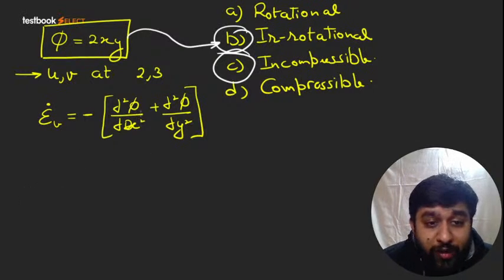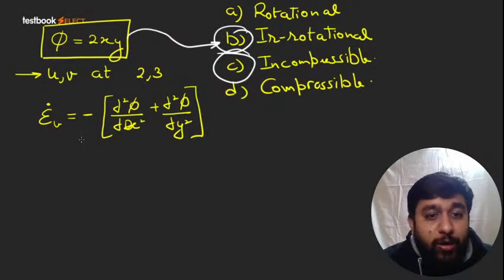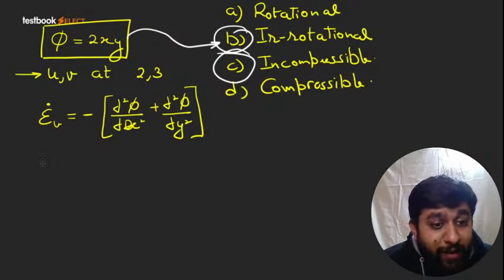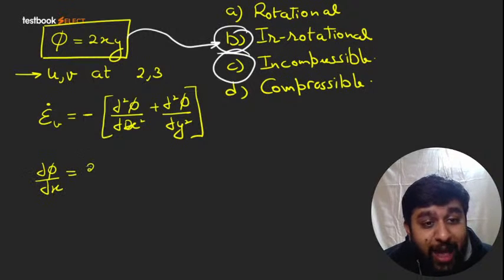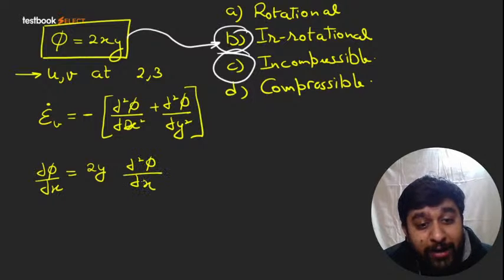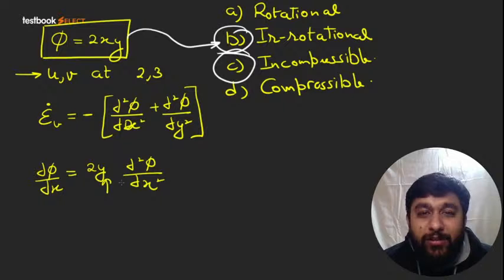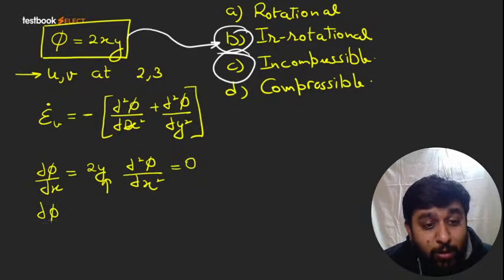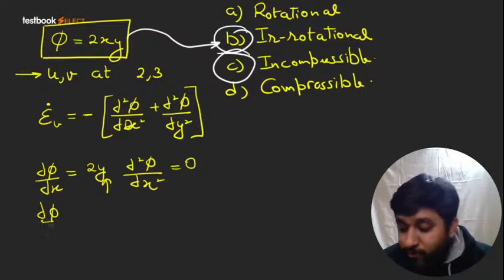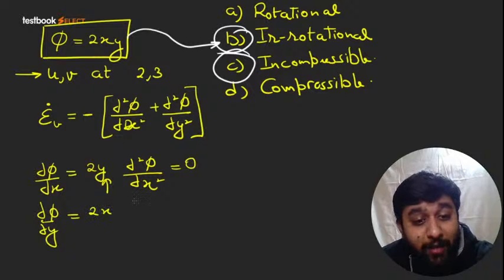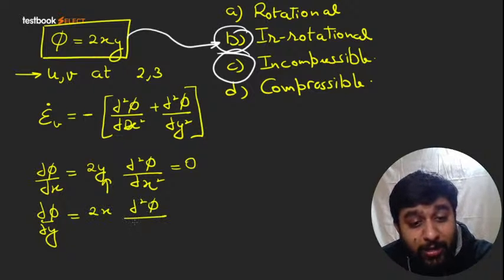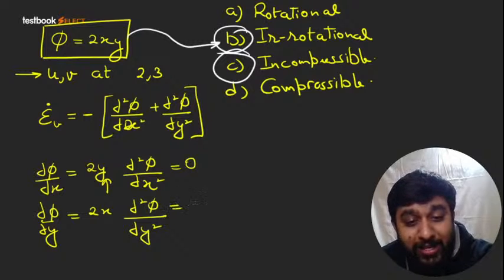Now what you do, you find out this value because the function is already given to us. So if I will do del phi by del x, I will have 2y. And if I will do a derivative again, so del square phi by del x square, now y is a constant, right? So this derivative will become 0. Similarly, phi is equal to 2xy. So when I will do del phi by del y, I will have 2x. And when I will do the derivative again, del square phi by del y square, then this will become 0.